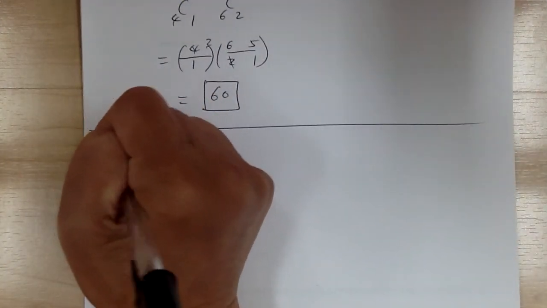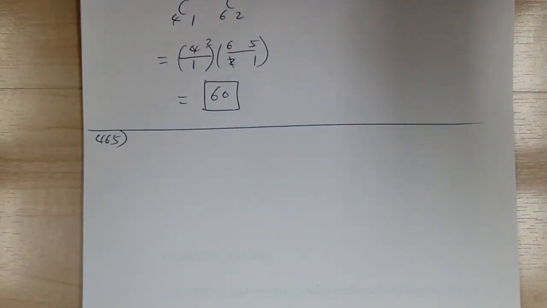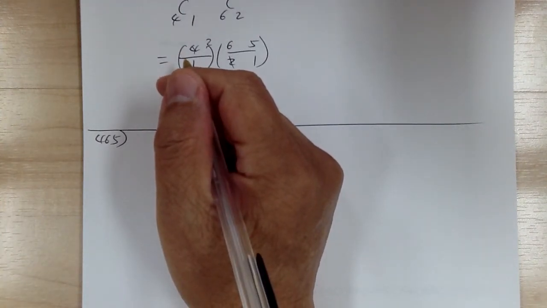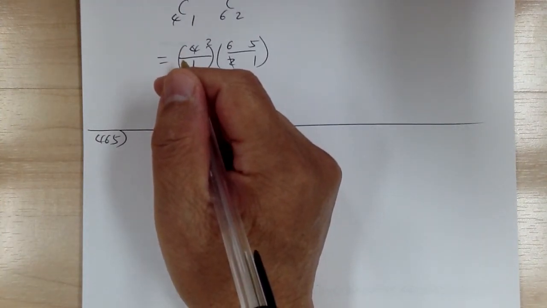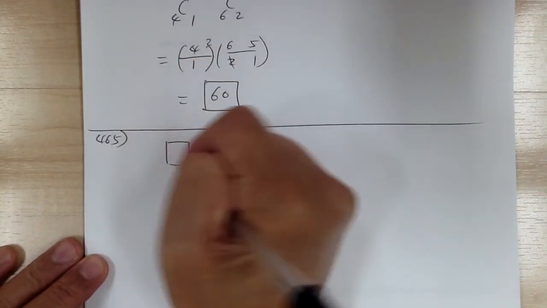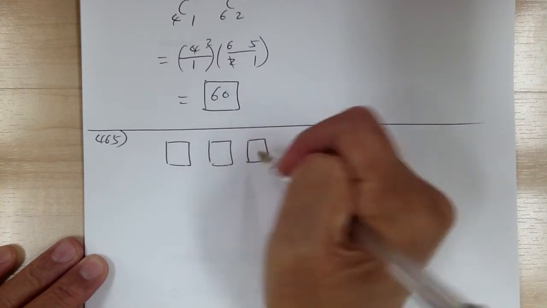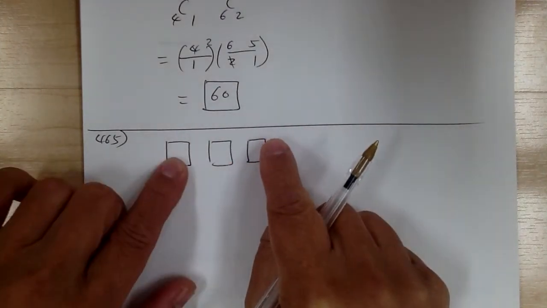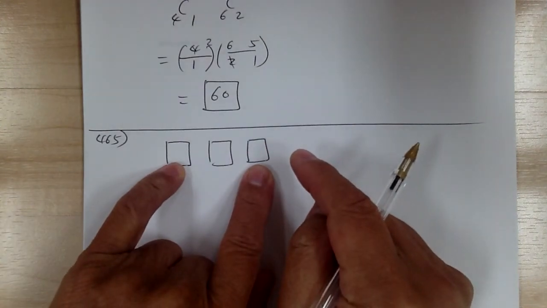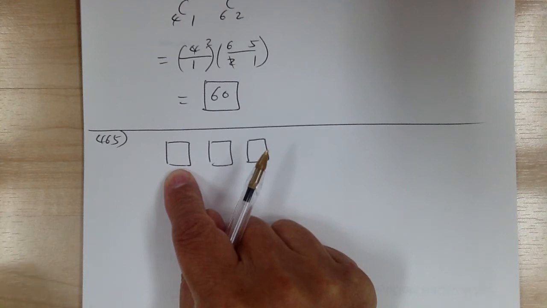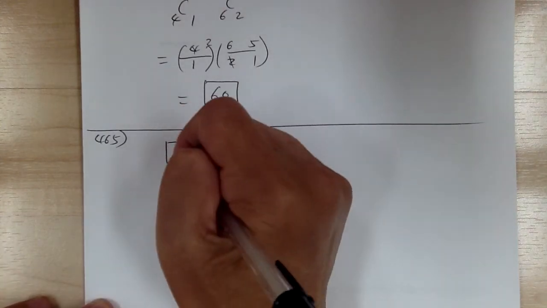Okay, number 465. A number that reads the same forward and backward is called a palindrome. How many 3-digit numbers are palindromes? Okay, so palindromes. So 3 digits are not too bad. That means the first digit and the last digit have to be the same. Now the first digit cannot be a 0. So it'd be 1, 2, 3, 4, 5, 6, 7, 8, 9. Okay. So there are 9 choices.